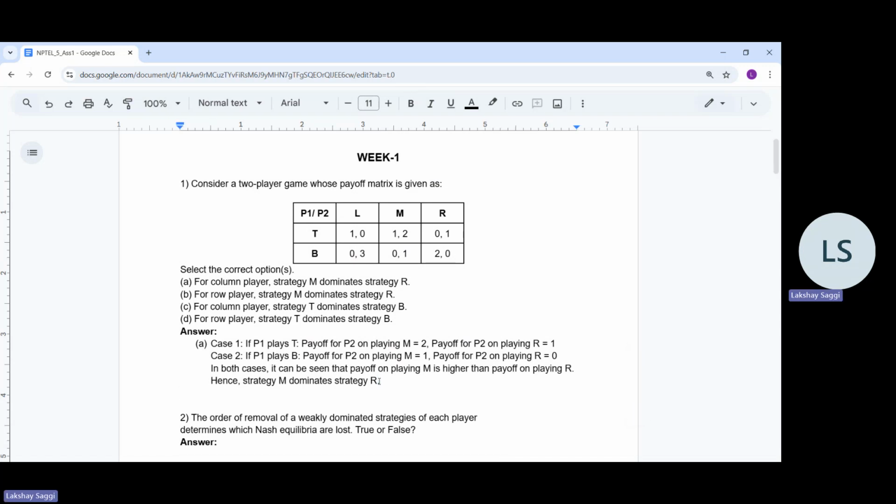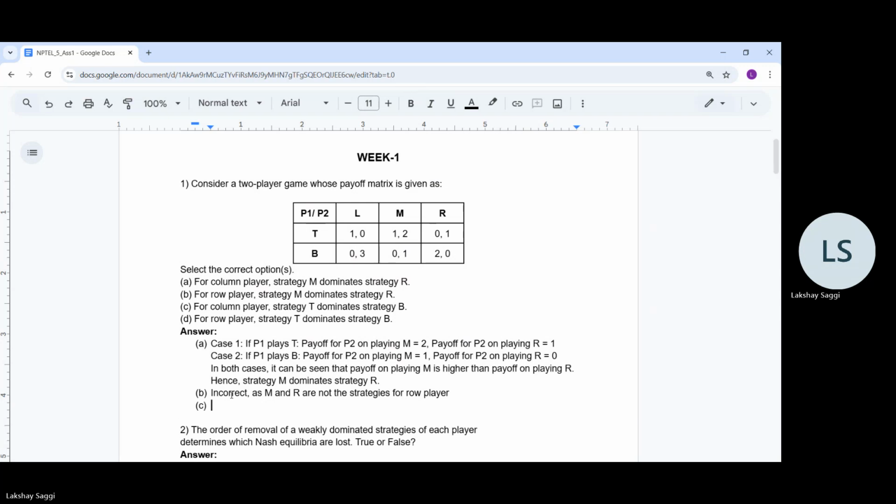So let's see the second option also. Option A is correct, that for column player M dominates strategy R. Then for the second option, we have for row player strategy M dominates strategy R. Okay, so row player strategies are T and B, not M and R. So this option is directly incorrect, as M and R are not the strategies for row player.